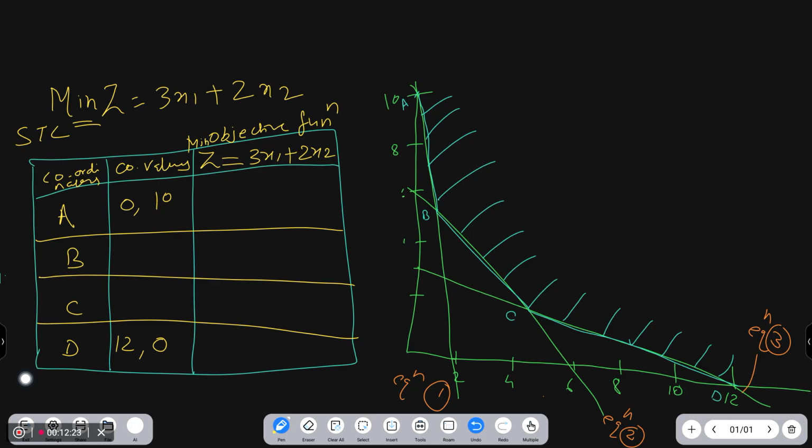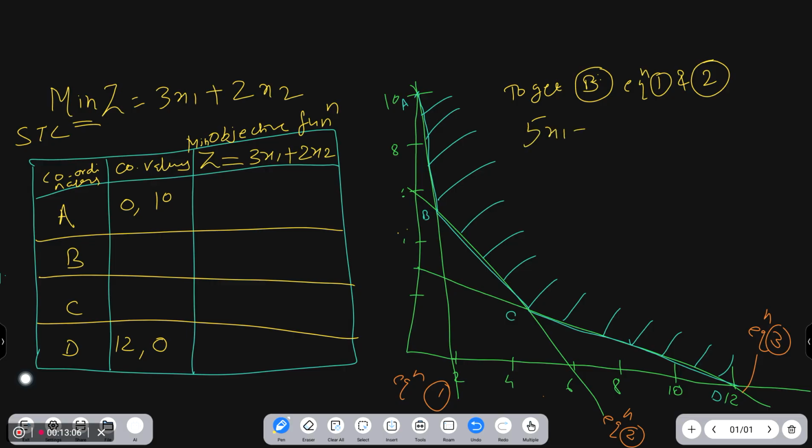Right? So how can we get it? B is the intersection point of which equations? 1 and 2. B is the intersection between equation number 1 and equation number 2. So to get the value of coordinate B, you have to solve equation number 1 and 2 using simultaneous equations. What is equation number 1? Tell me, Pooja.